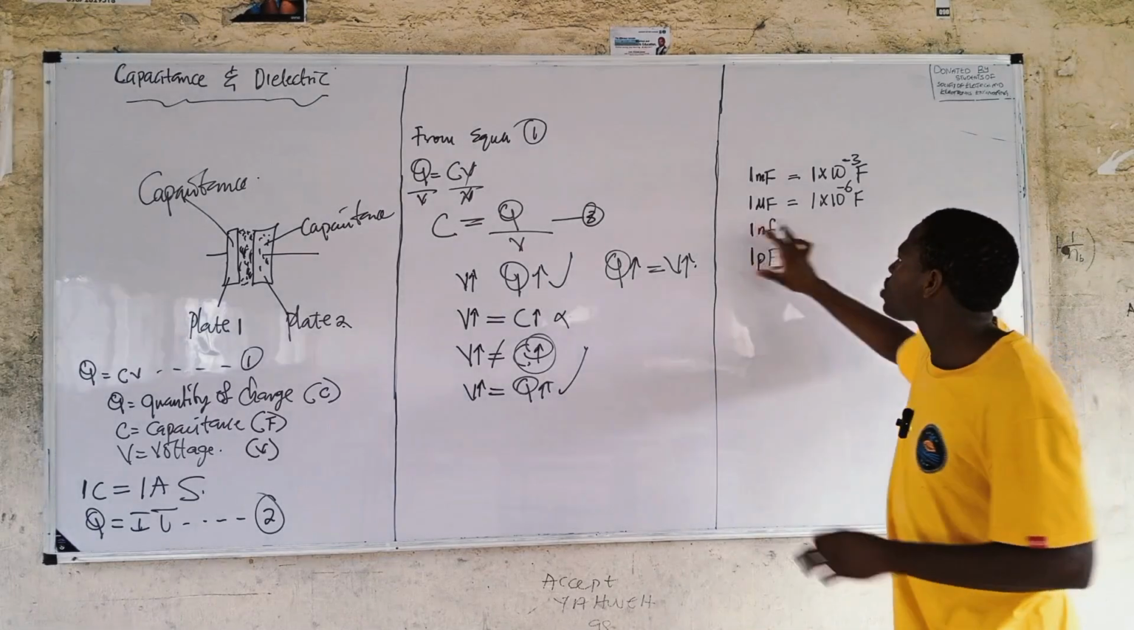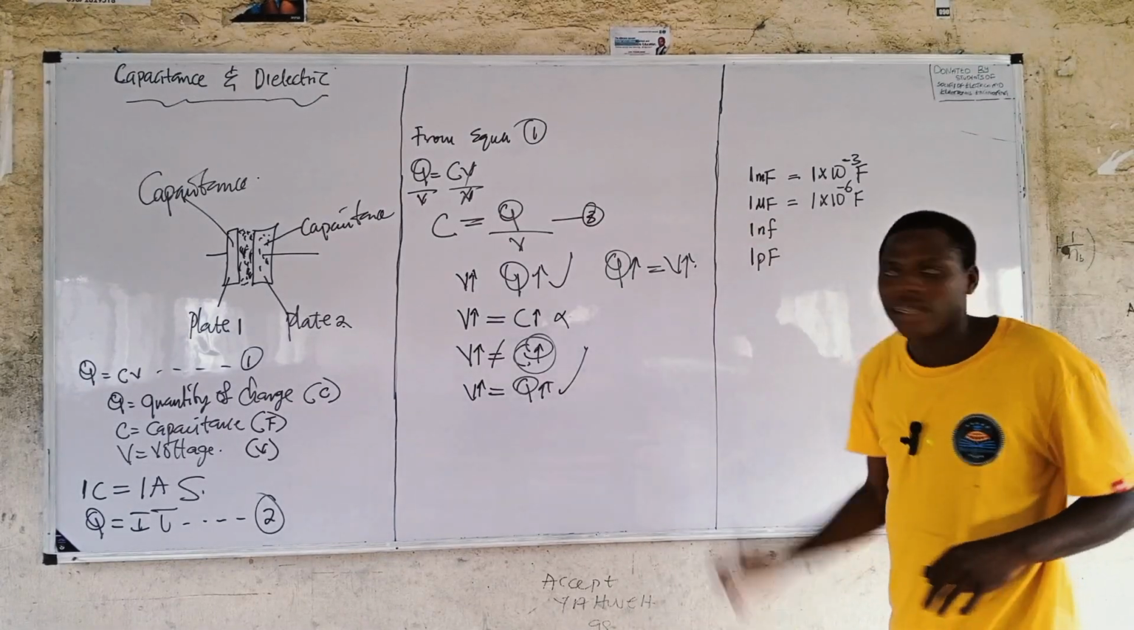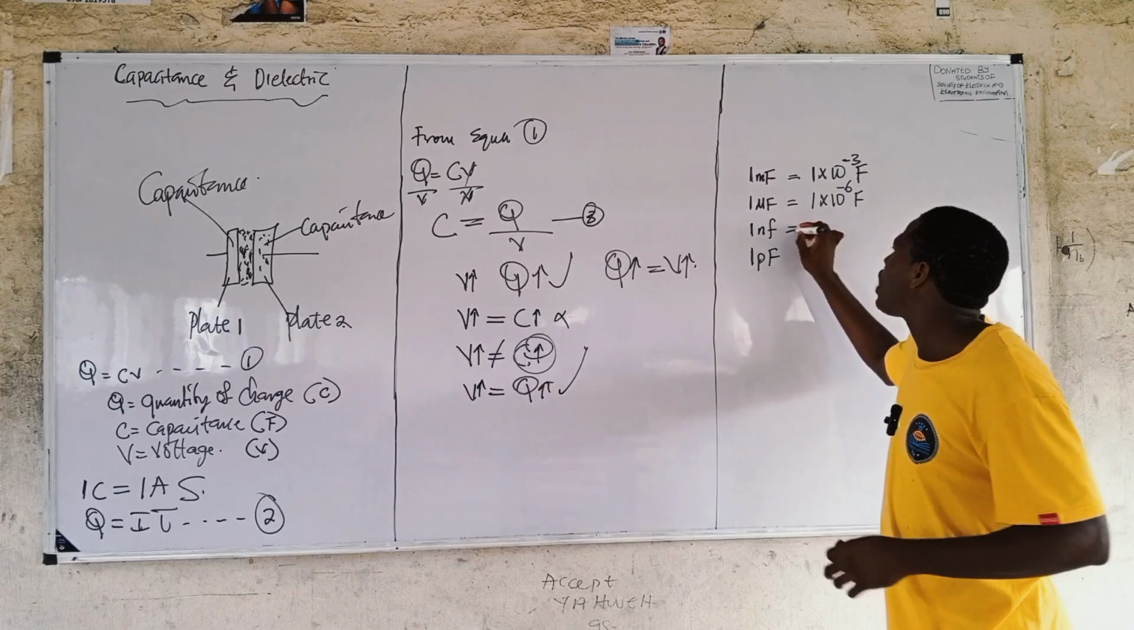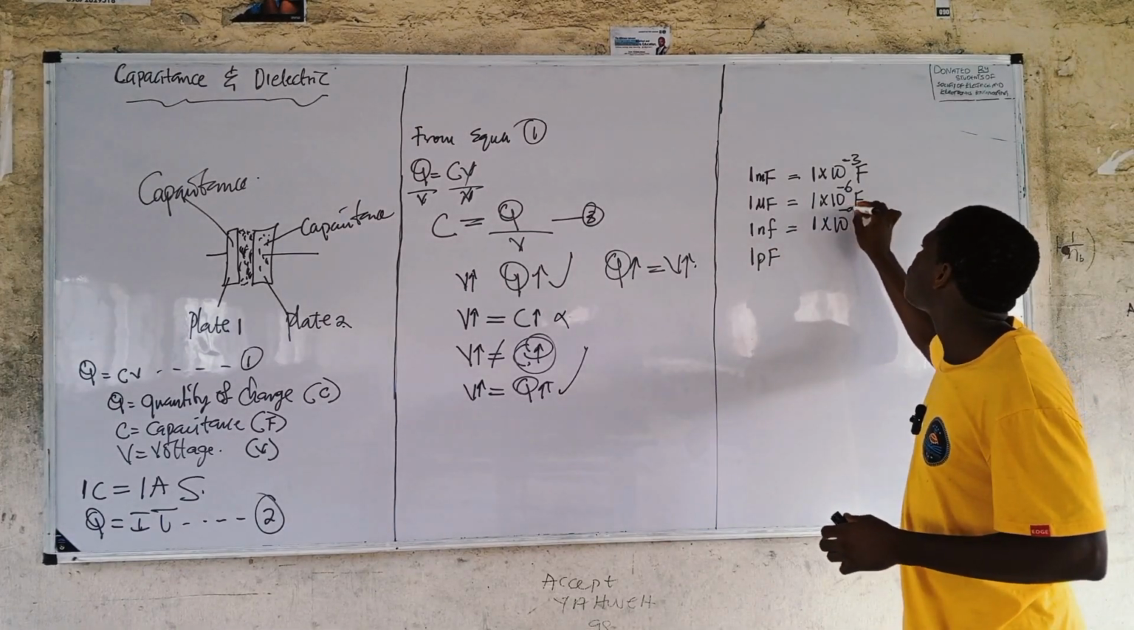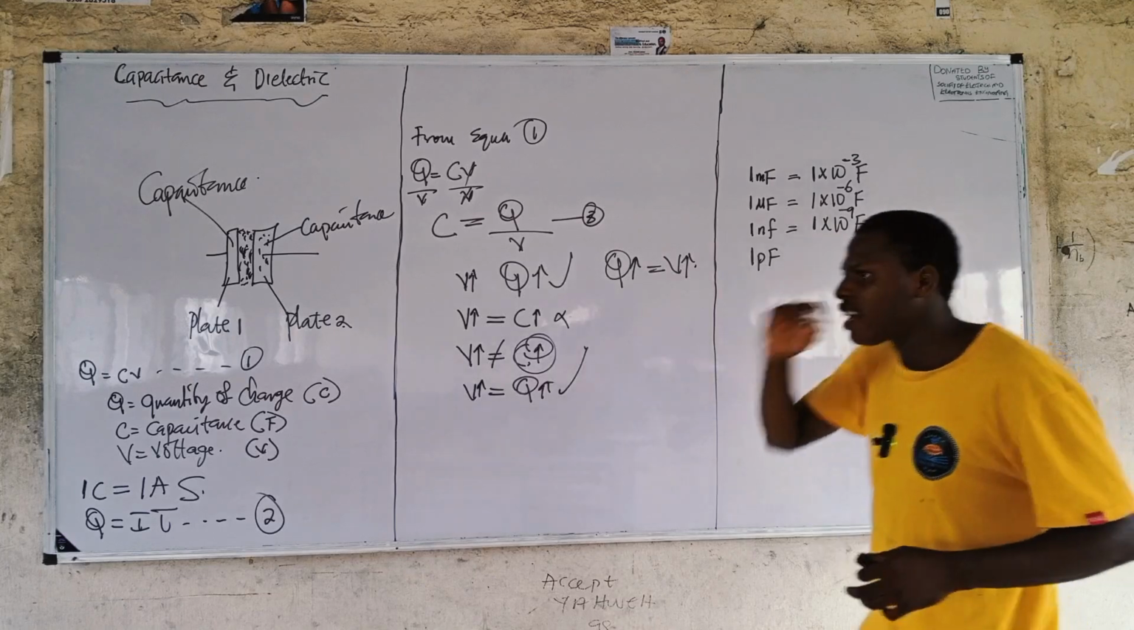Now, the next one is 1 nanofarad. What is 1 nanofarad? 1 nanofarad is equivalent to 1 times 10 raised to the power of minus 9 farad. Now the last one is 1 picofarad.